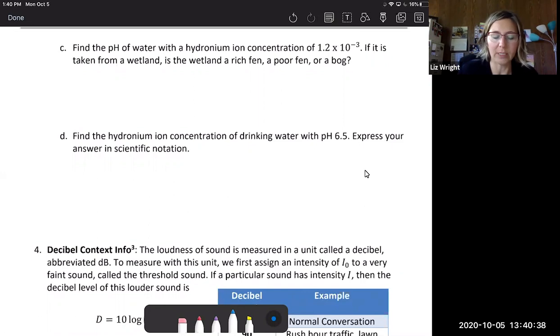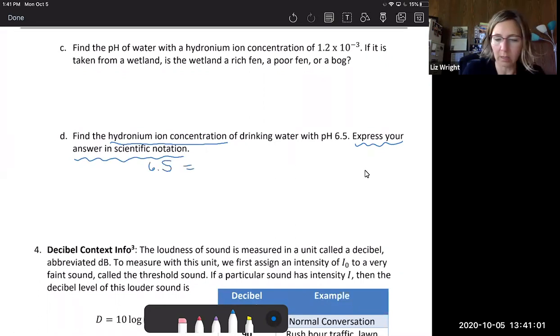And then letter D says find the hydronium ion concentration. So this time we're finding the hydronium ion concentration of drinking water at a pH of 6.5, and we are going to express my answer in scientific notation. So we've got 6.5 equals our equation of negative log of H3O positive, the hydronium ion, and I am solving for this. So in the next line, you're going to see me put an X in there instead.